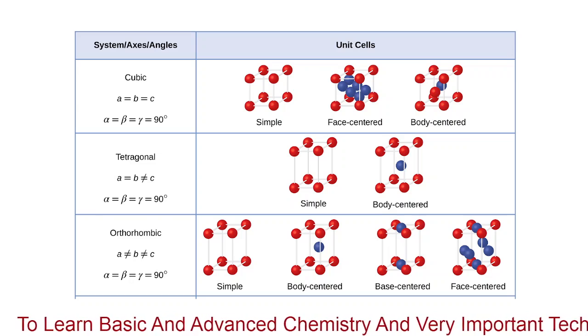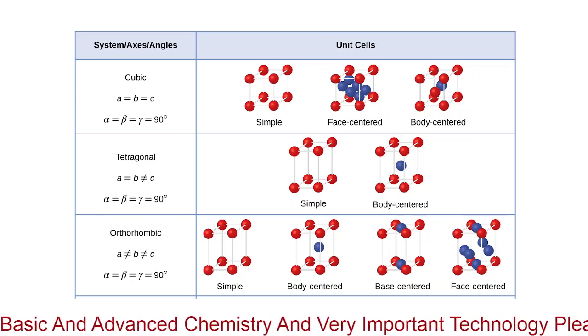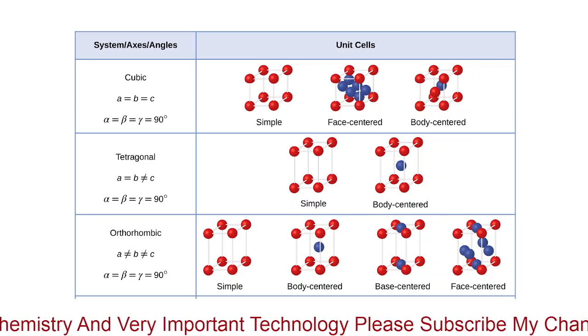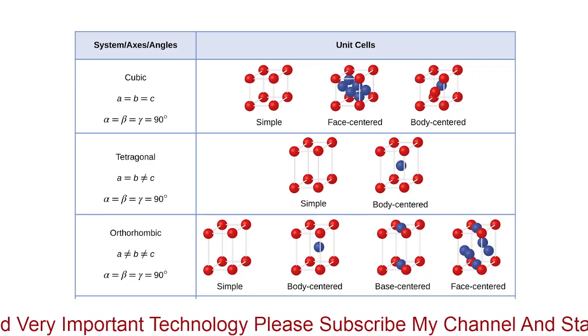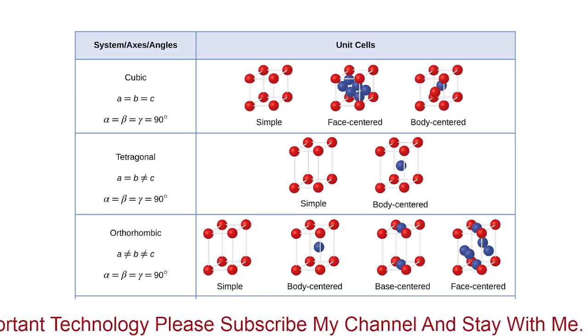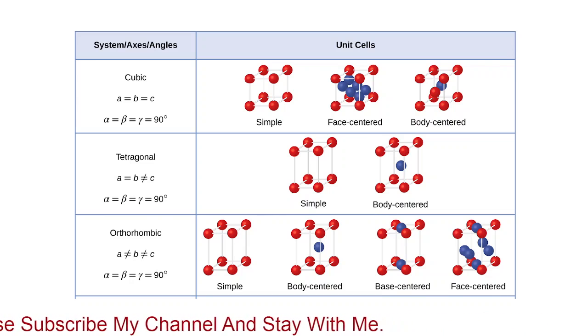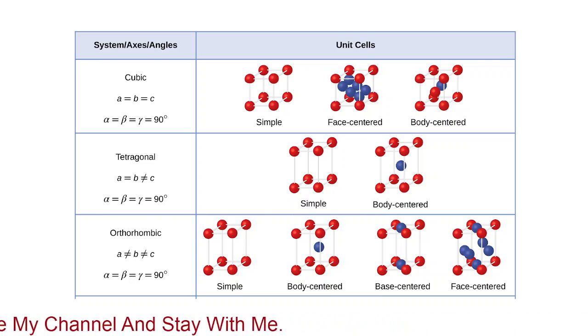And body centered, what would that be? If we put one atom just at the middle of this tissue box, that means at the center of the body. This is our tissue box, and that is the cubic structure. So if you have any atom just at the center of this box, we can consider it a body centered crystal.